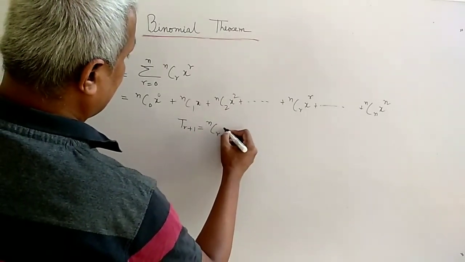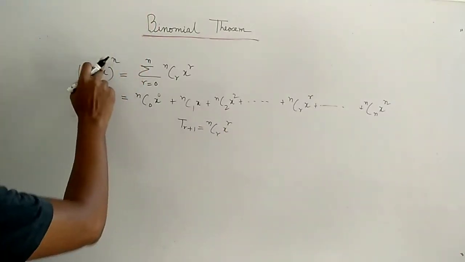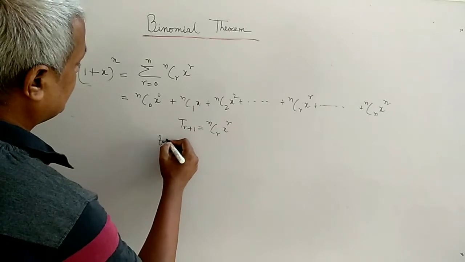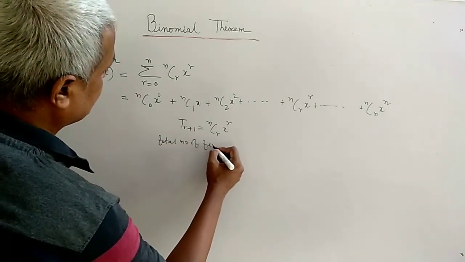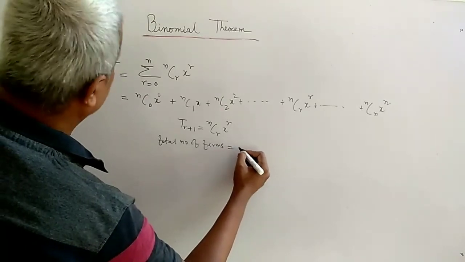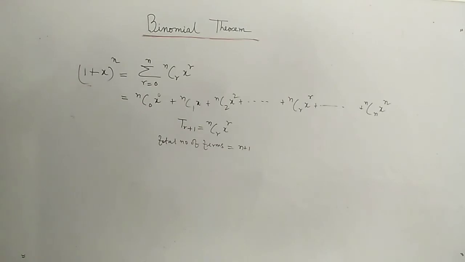And the total number of terms, again the power is n, so the total number of terms is going to be n plus 1. If you want to find any term directly, I'm now going to discuss the general term.